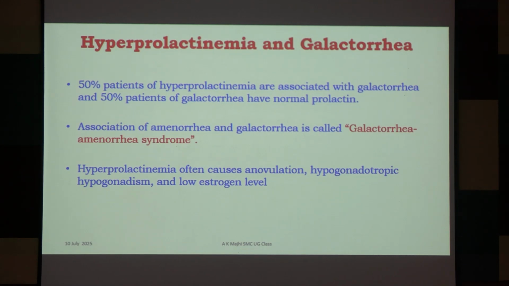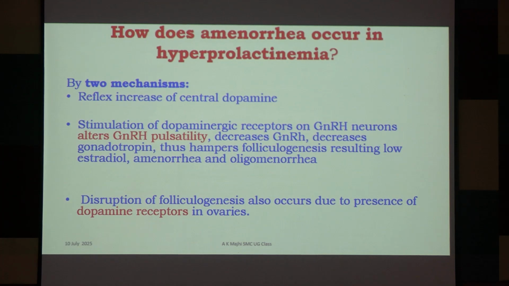Hyperprolactinemia and galactorrhea: in all cases of galactorrhea, there need not be hyperprolactinemia. In all cases of hyperprolactinemia, there may not be galactorrhea. So that is also very important. If there is galactorrhea and amenorrhea, that is called galactorrhea amenorrhea syndrome. That will get a short note also. Galactorrhea amenorrhea syndrome.